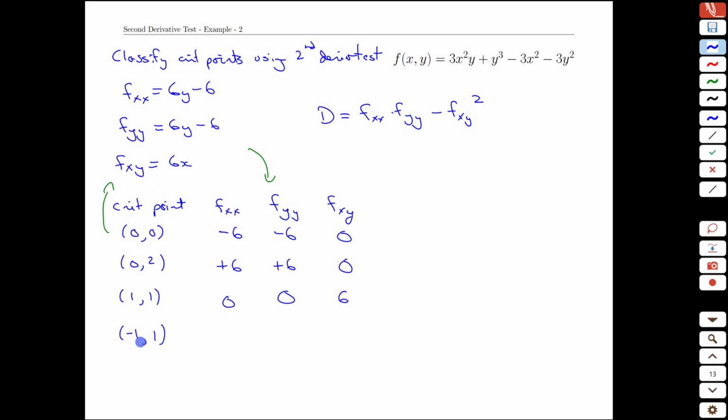And our final critical point, x is negative 1, but y is 1. So we'll have 6 minus 6. This will be 0 again, 0 again. And then for this one, it'll be negative 6 for the mixed partial derivative.